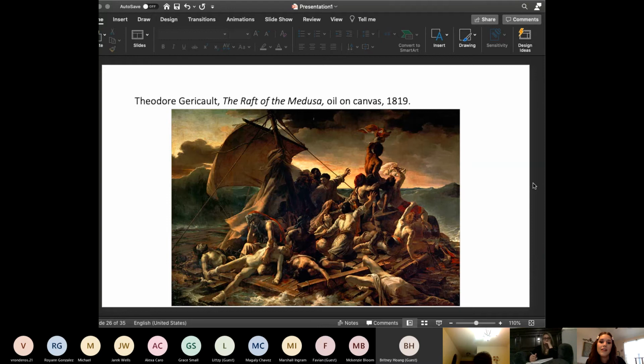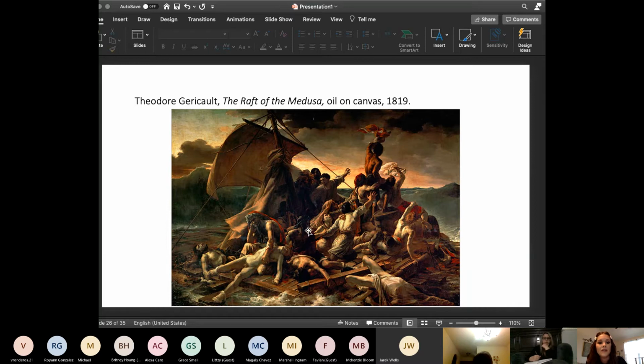Another example of directional forces being used here is the Raft of the Medusa. Any guesses as to what the focal point in this painting is? Or who? What or who? The dude with the flag. Yeah, the dude with the flag at the top right here. Particularly the flag itself is where our focal point is.